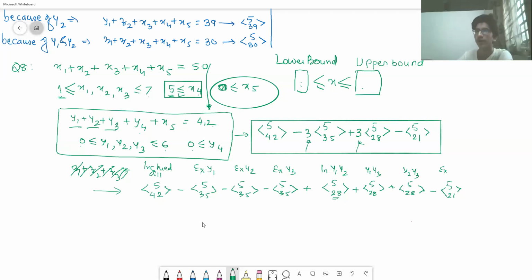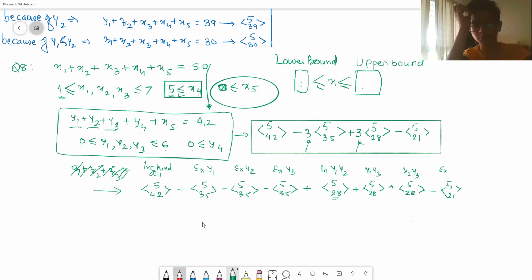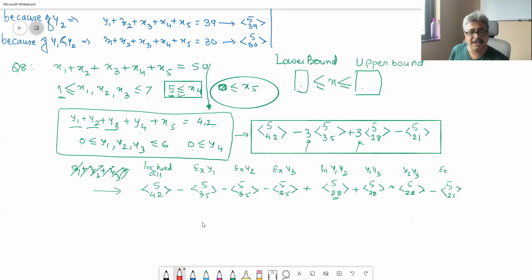Right, if there were four instead of three, there would be four subtraction terms, four terms addition, and it would go on like the cycle. Yes. Sir, so basically the difficulty depends upon the number of upper bounds, right? Yes. It is a little difficult when it is an upper bound.